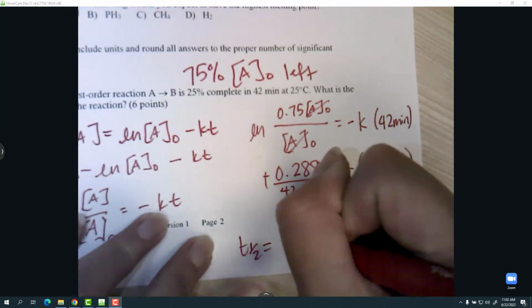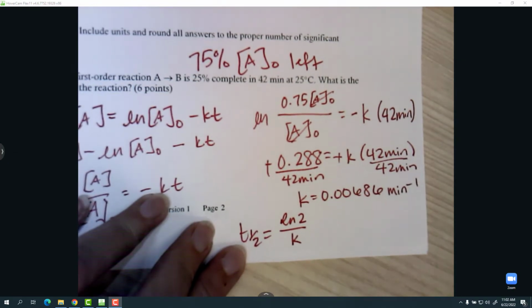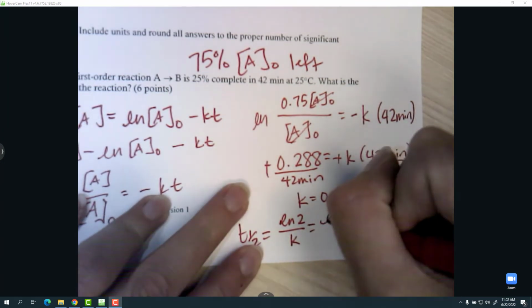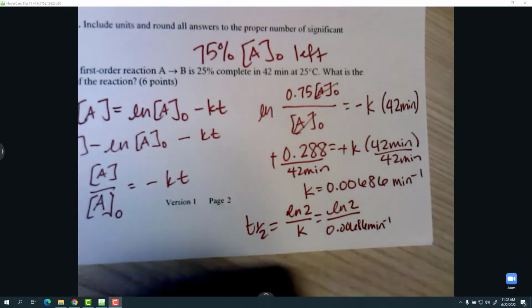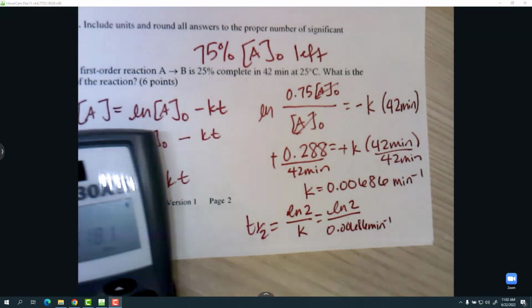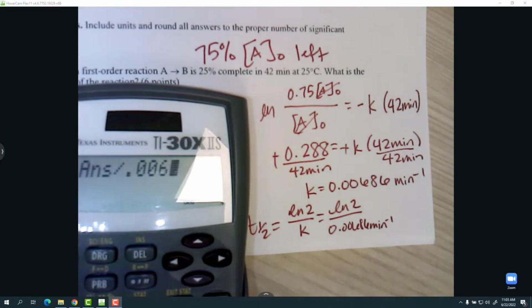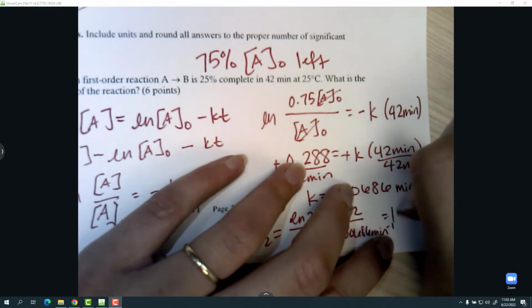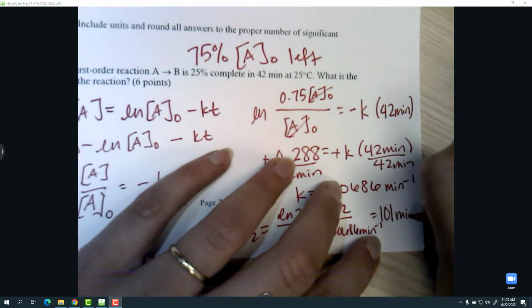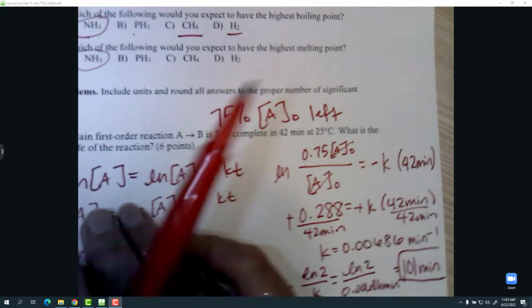So we used this equation earlier, and we can convert that to half-life by doing natural log of 2, 0.693 divided by 0.00686. And I got 101. And that would be minutes. Right there. All right, that's page 2.